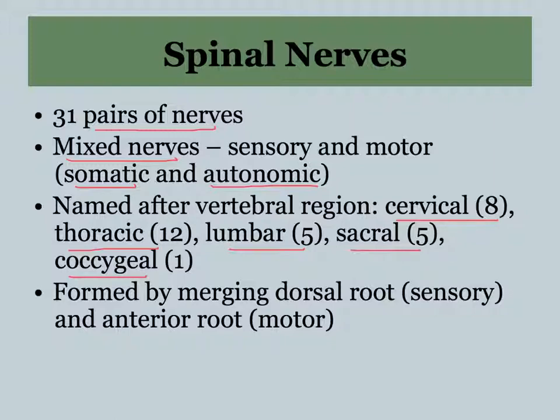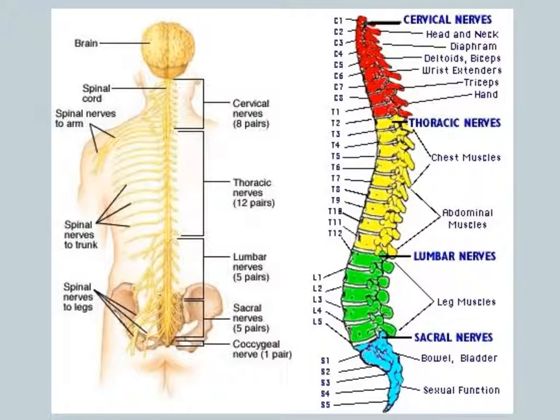The spinal nerves, since they are mixed, are formed by merging nerve rootlets that come off of the spinal cord. From the dorsal side of the spinal cord, you get your sensory nerves, and the anterior side provides your motor nerves, and then these come together to form the spinal nerve, the mixed nerve that then travels out to the rest of the body. So here's a diagram showing this.